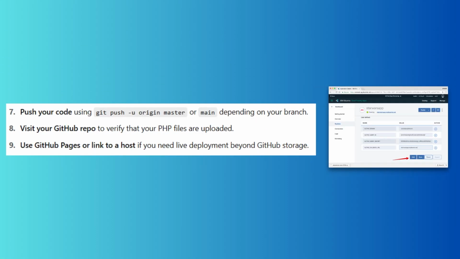Now push your code using git push -u origin master or main, depending on your branch. Visit your GitHub repo to verify that your PHP files are uploaded. Next, use GitHub Pages or link to a host if you need live deployment beyond GitHub storage.